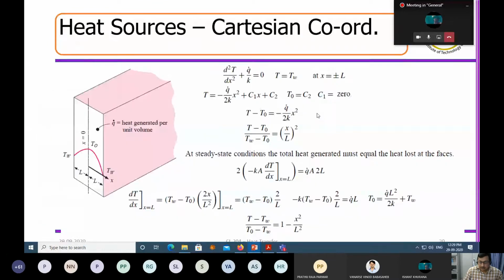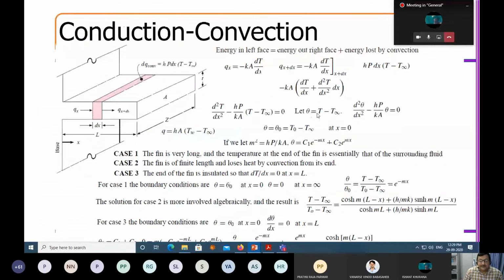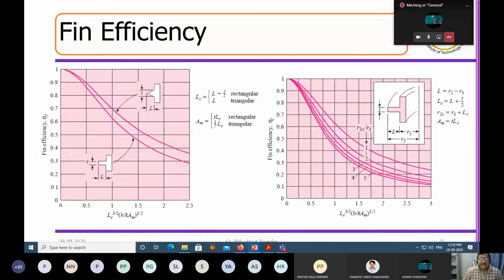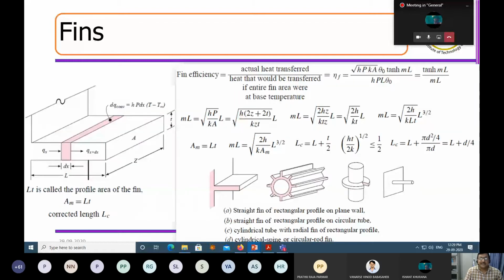So what is the concept that people have obtained from here? This actually gave rise to one very important concept, which is called the fins. Okay, what is a fin? Say suppose you want more heat transfer through the surface of a pipe, or through the surface of any object.